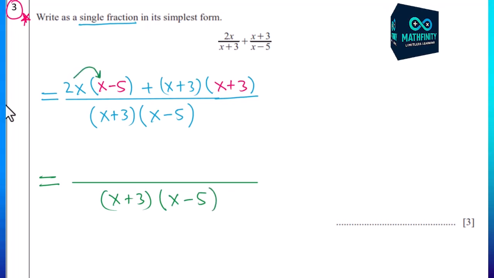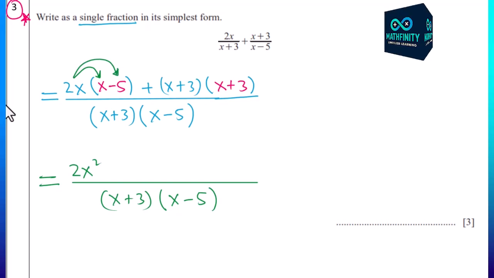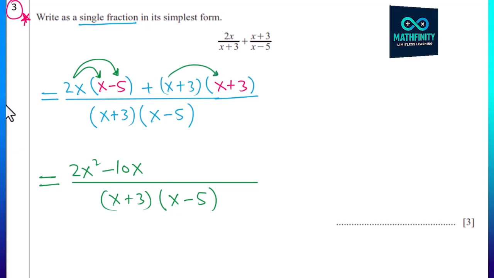Now, let us open the bracket here. First, you will multiply 2x with x, so it will be 2x squared. Then you have to multiply the same number with the other term. So 2x is going to multiply with the negative 5, so it will be negative 10x. Here, first you have to multiply x with this one, so it will be positive x squared. And then the same x with positive 3, so it will be plus 3x.